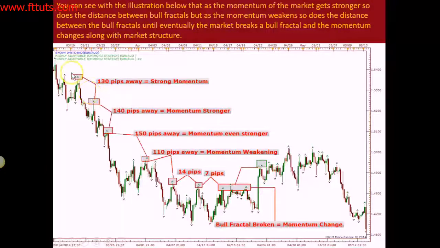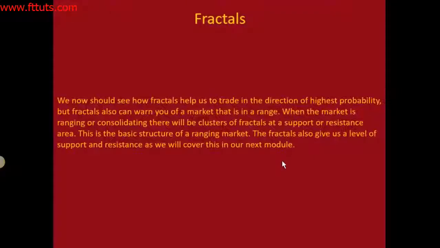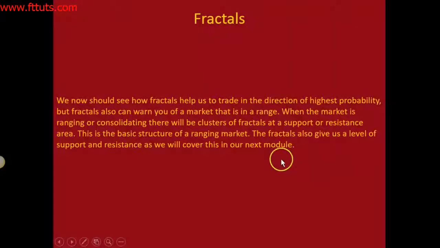basically these are your fractals, your bear fractals. The market's getting farther apart, making more distance from bear fractal to bear fractal. 130 pips to that one, 140 to this, 150 to here, and then it started slowing down 14.7, and finally we broke a bull fractal. All right, so that shows you that distance means a lot. All right, so that's going to be fractals and impulse waves.